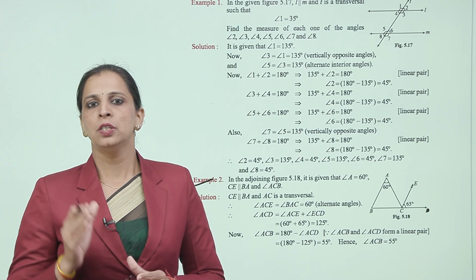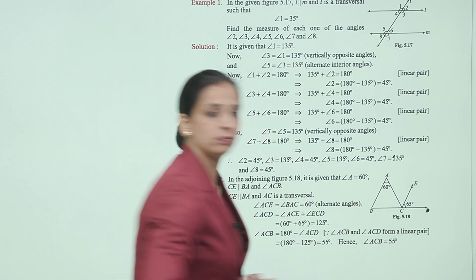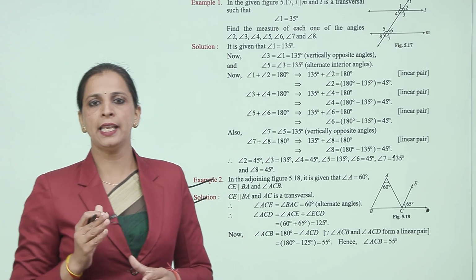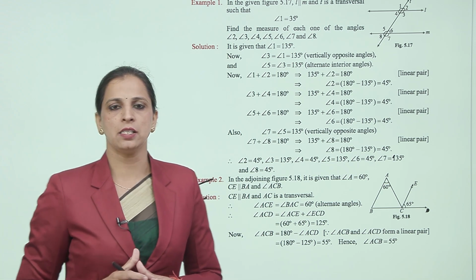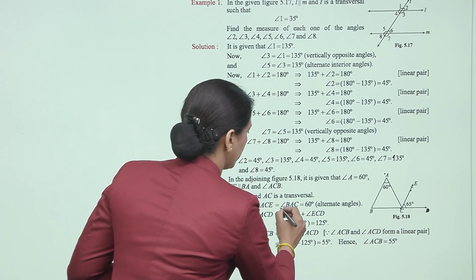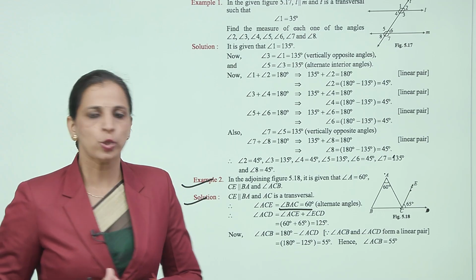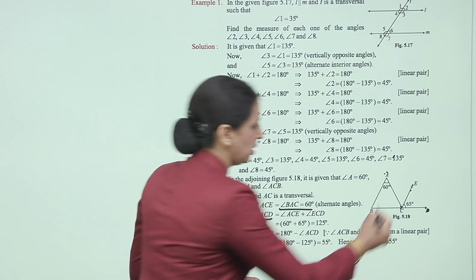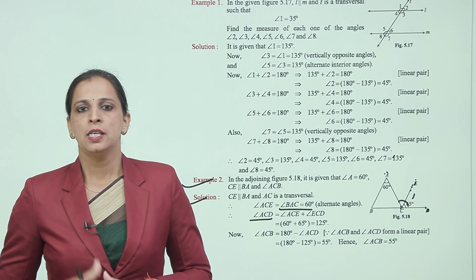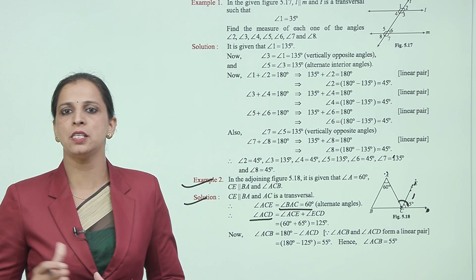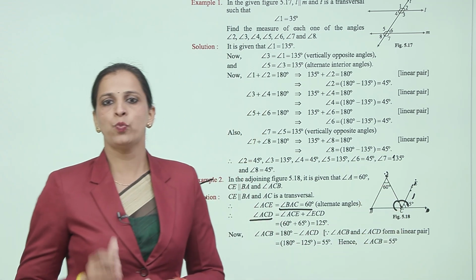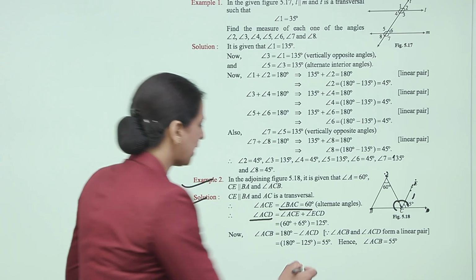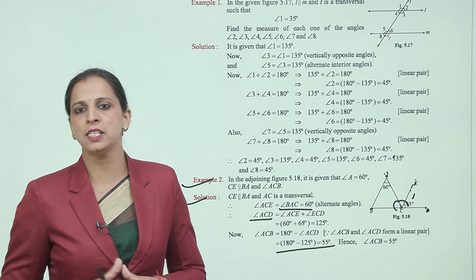CE is parallel to BA, and find angle ACB. Now, solution. CE is parallel to BA and AC is a transversal. So angle ACE is equal to angle BAC, that is equal to 60 degrees, alternate angles. So angle ACD is equal to angle ACE plus angle ECD, that is equal to 60 degrees plus 65, which is equal to 125 degrees. Now, angle ACB is 180 minus angle ACD, because angle ACB and angle ACD form a linear pair. So 180 degrees minus 125 degrees is equal to 55 degrees. Hence, angle ACB is 55 degrees.